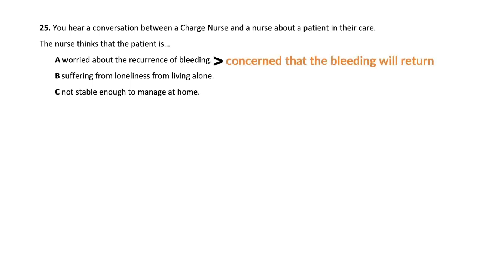Option A, a synonym for worried could be concerned. And instead of saying the recurrence of bleeding, they might say the bleeding will return or come back. Option B, we've got the word loneliness. You can think about the other words in that same word family. So they might say feeling lonely rather than suffering from loneliness.